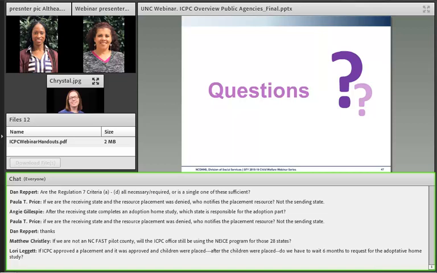Thank you, Rebekah. And one other question came in related to NC FAST and NIES, and I want to make sure we clarify this. So if we're not an NC FAST pilot county, will the ICPC office still be using the NIES program for those 28 states that you mentioned? Yes. Okay.